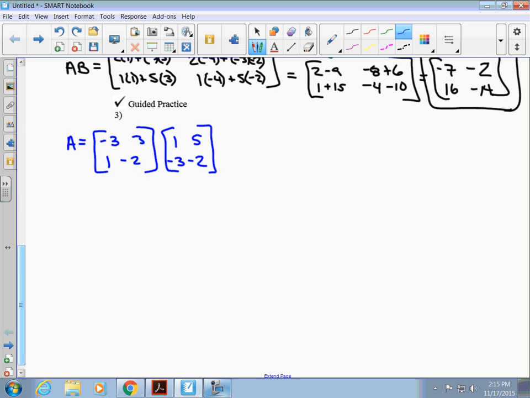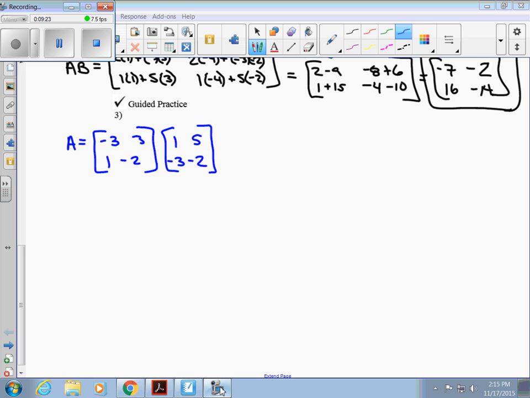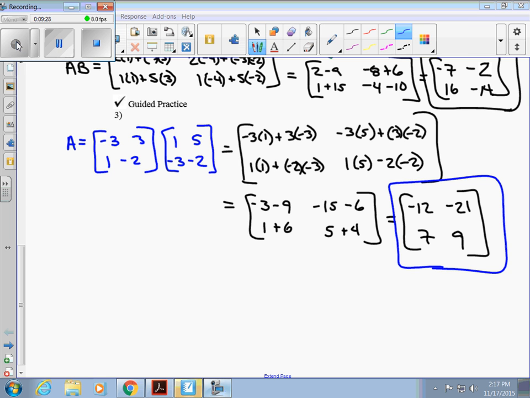So go ahead and multiply those two matrices. So go ahead and hit pause, and then you can hit play when you're ready to move on. And here is the answer for your guided practice question number 3.